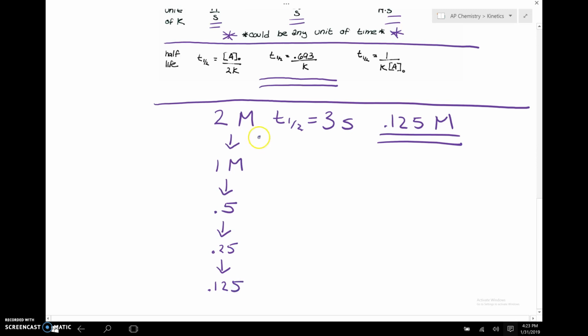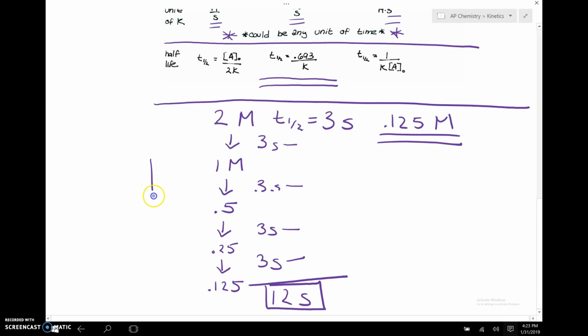So this took 3 seconds. This took 3 seconds. This took 3 seconds. And this took 3 seconds. So total, it's going to take 12 seconds for this to happen. Drawing it out graphically like this will always help to ensure that you have the correct number of half-lives that will have surpassed. So that should help there. And that is a super common multiple choice question that I see in some form.